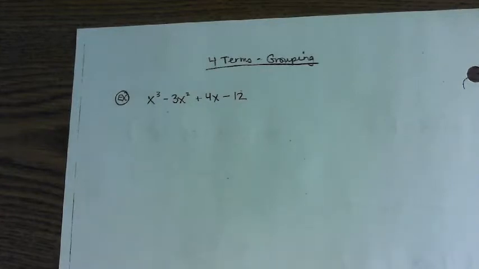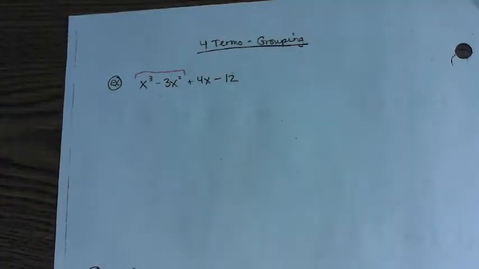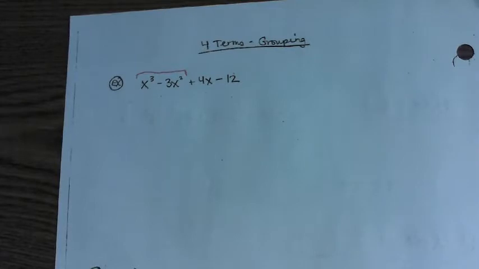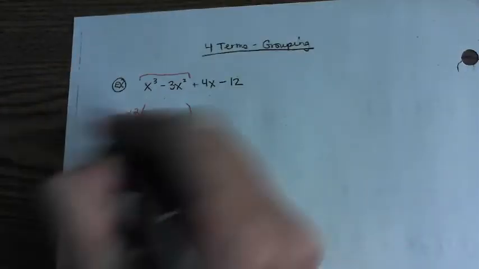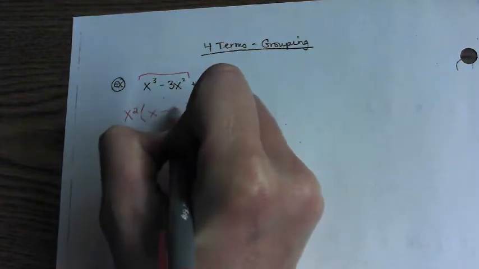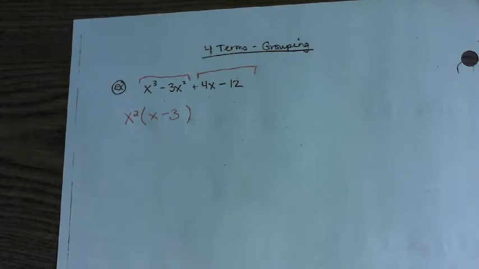No. So when you're grouping, what you do is you mentally group the first 2. What's the GCF of those 2? Eric? X squared. And when I take out an x squared, Eric, what's left? Perfect. And then you do a second GCF problem by looking at the second group.